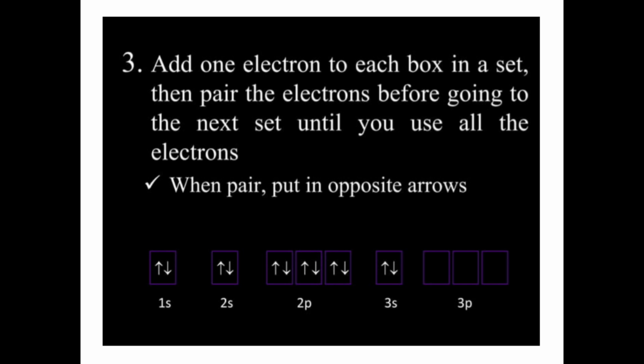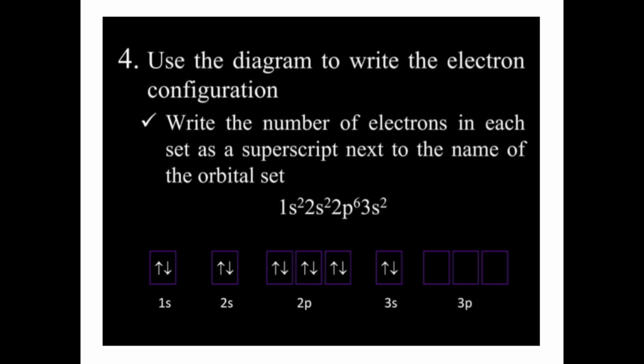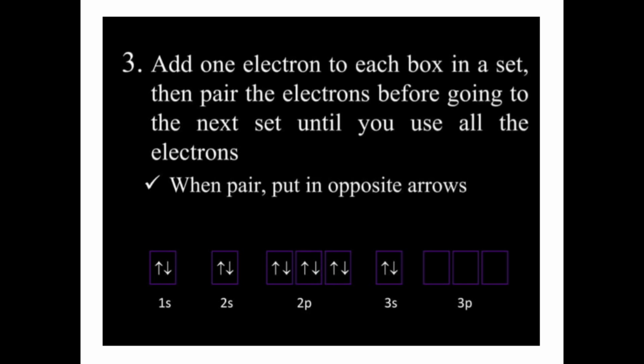So that's how you write it. Therefore, finally you have 1s2, 2s2, 2p6, and 3s2 as the configuration. Please let me go back to this number 3.